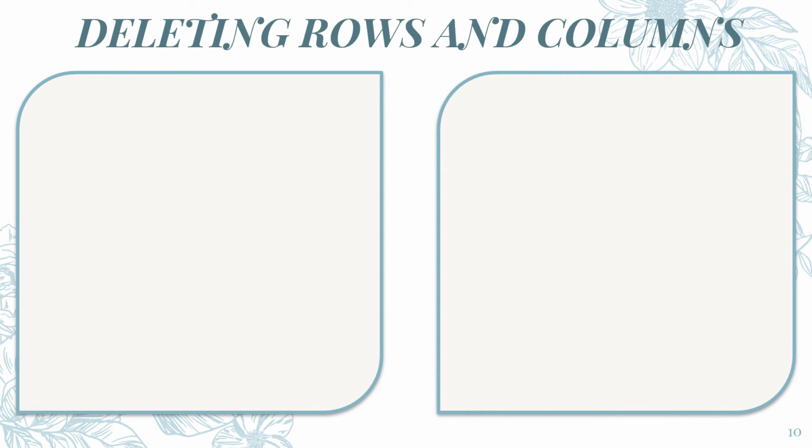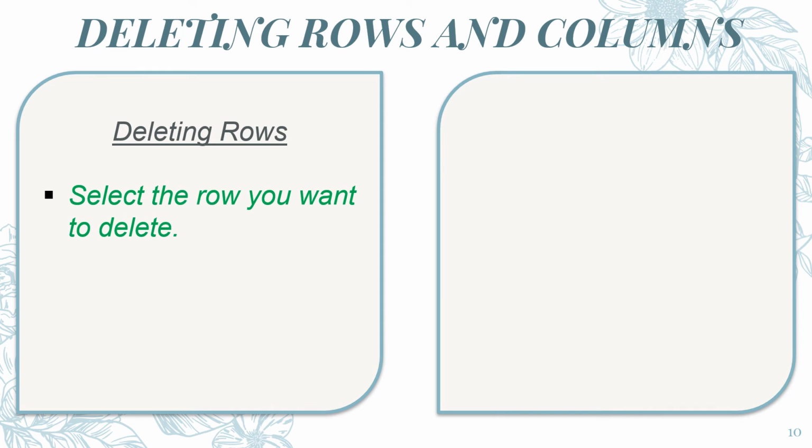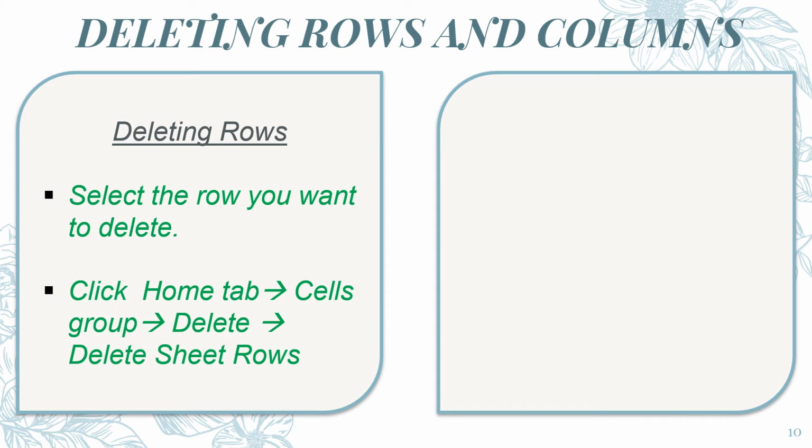Next topic: sometimes when you have entered a record in your spreadsheet, you need to delete it when you do not require it. So you can also delete rows and columns in your spreadsheet. How can you delete rows? First of all, select the row that you want to delete from your spreadsheet. Then click on Home tab, Cells group, Delete, Delete Sheet Rows option. So this is the command to delete rows: Home tab, Cells group, Delete, Delete Sheet Rows option.